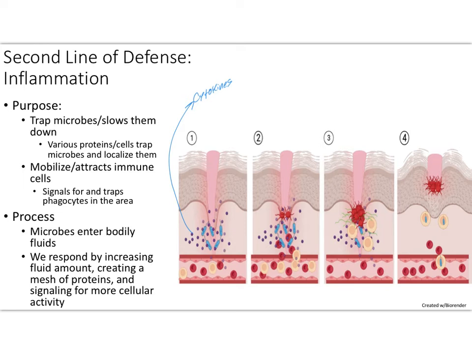So they engulf the microbe, take it into themselves, and start to destroy it. Then when that microbe is gone and those cytokines are no longer present, the fluid can be removed, the cells can be removed from that area, the wound can continue to heal, and everything can go back to normal.